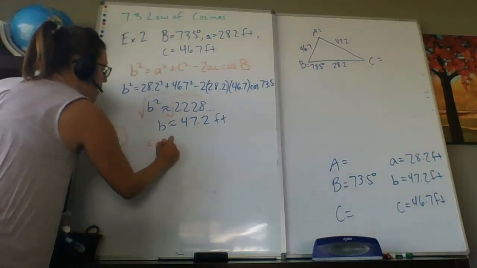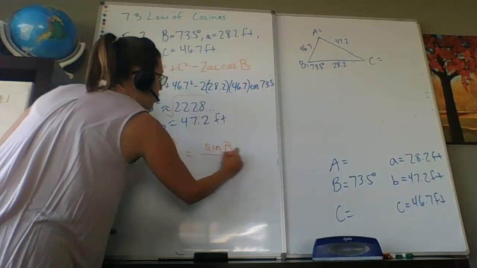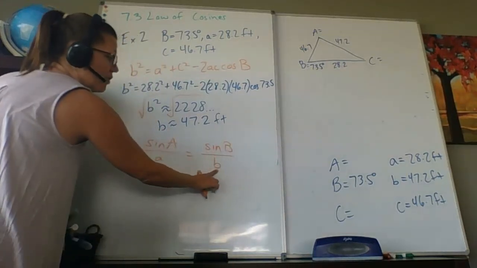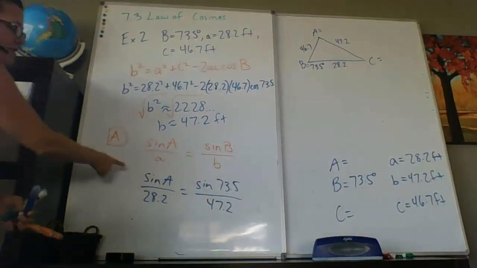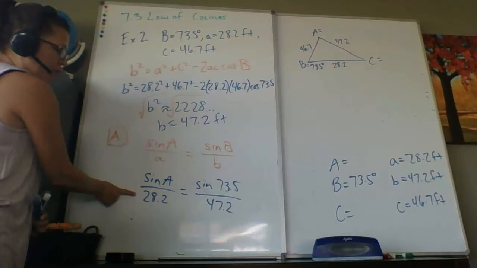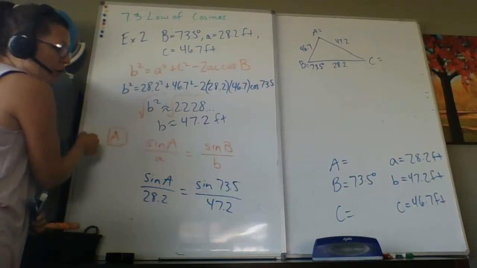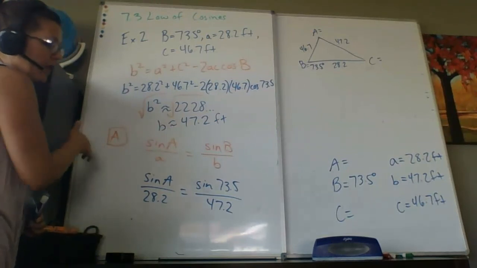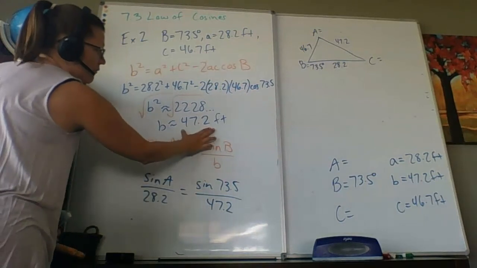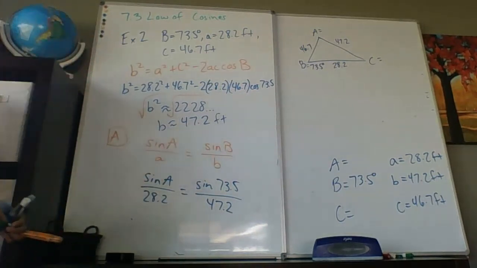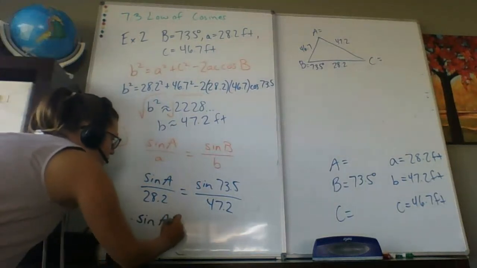So sine of A over A equals sine of B over B, since we have both angle B and side B. Plugging in the numbers, we get sine of A over 28.2 equals sine of 73.5 over 47.2. If you want to be extra careful, you will maintain the number for B in the calculator and use the answer key. That will avoid any rounding error.